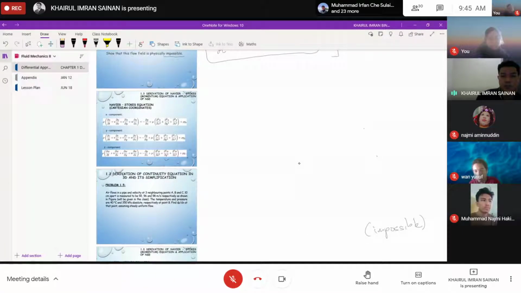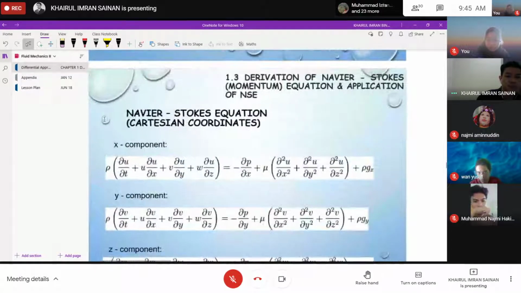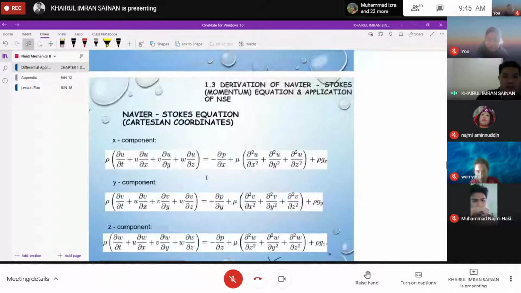Okay, if you notice, the first part would be the continuity equation. Sorry, the first part would be the acceleration field: del u over del t, u del u over del x, v del u over del y, and w del u over del z. Okay, this is the acceleration field.